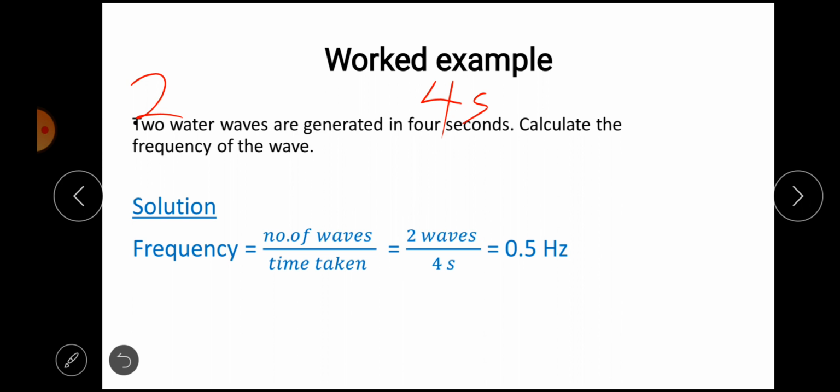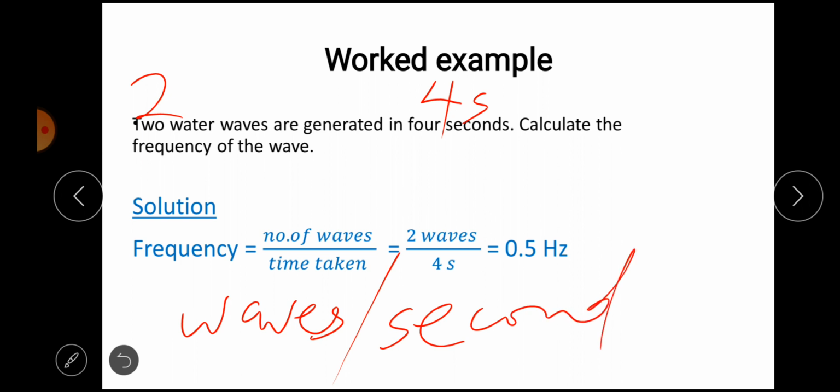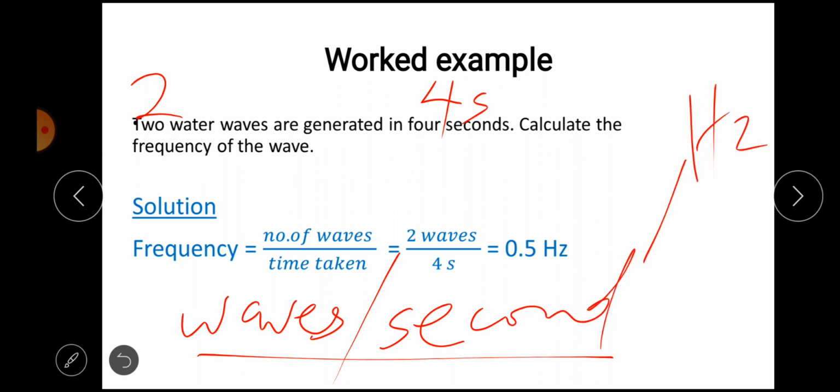0.5 waves per second. We do not write it like this, but we are going to write it as what? Hertz. So that is 0.5 hertz.